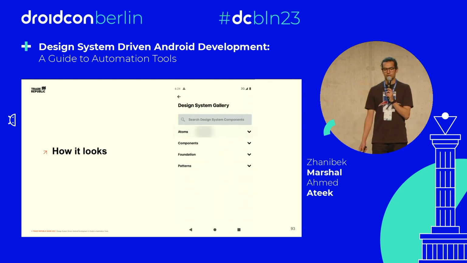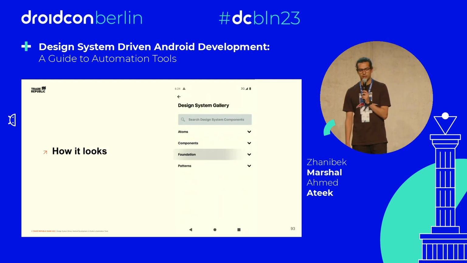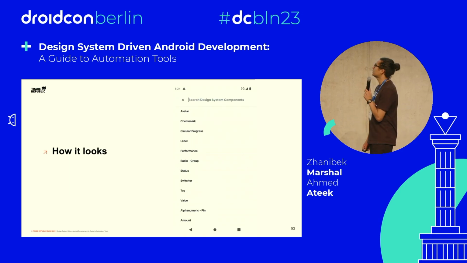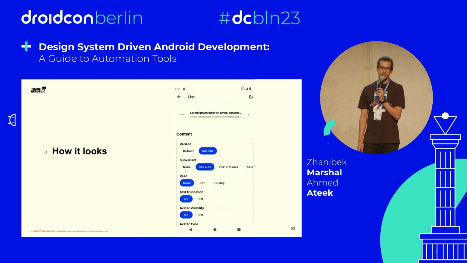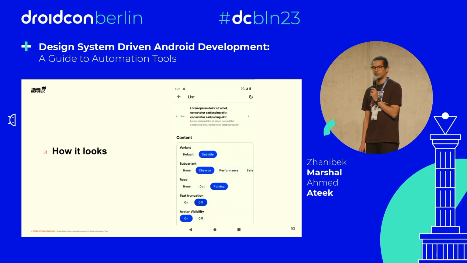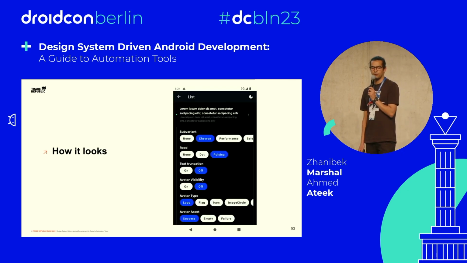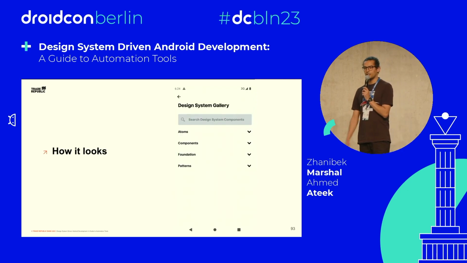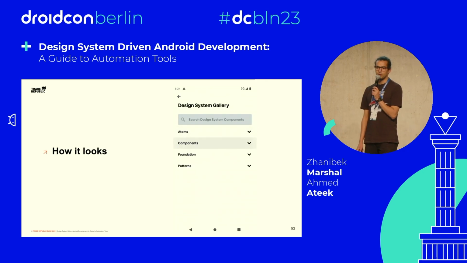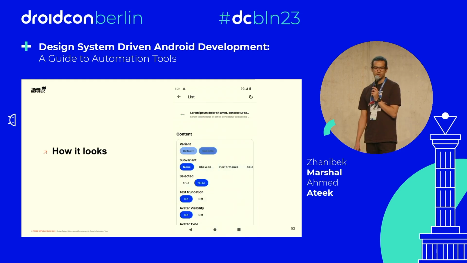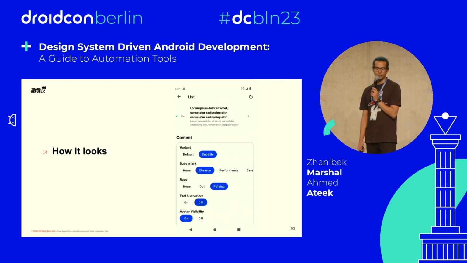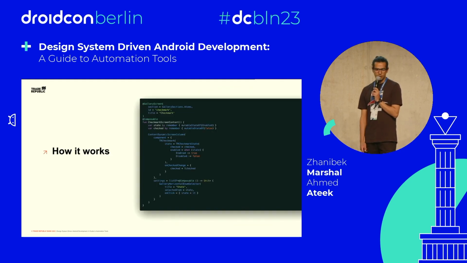Then you open it, you will have a design system gallery, and this is how it looks. It has all the components that we have. It's filterable. It has the variants. It has every bit of configuration that a component can have. So it's really good to have such a setup in your workplace, just to make sure that you are fully covering all the use cases. And then this is how it works, right?